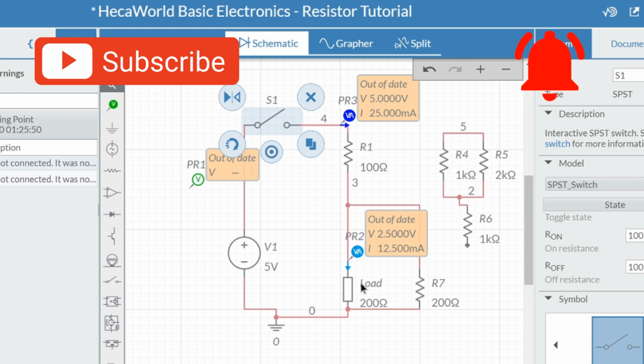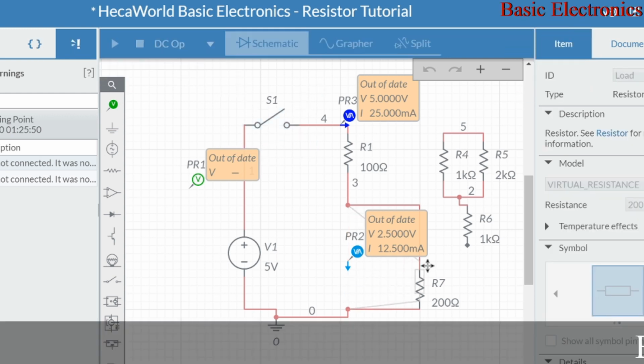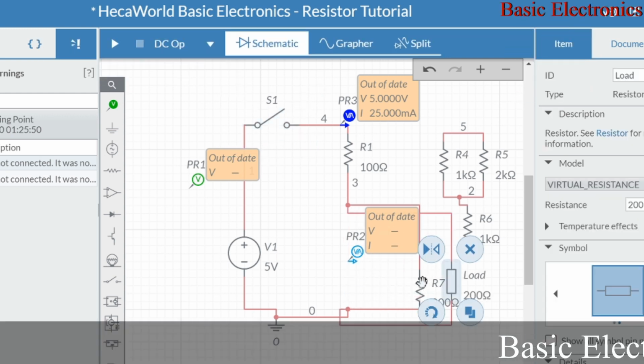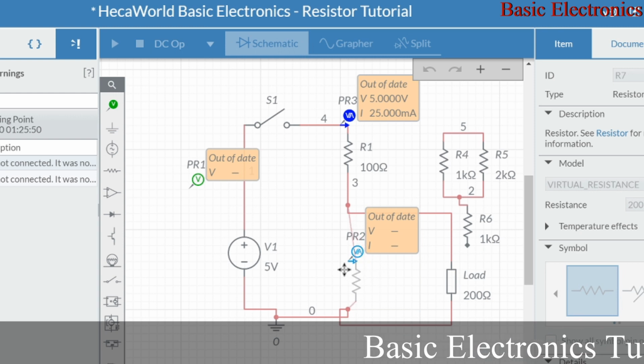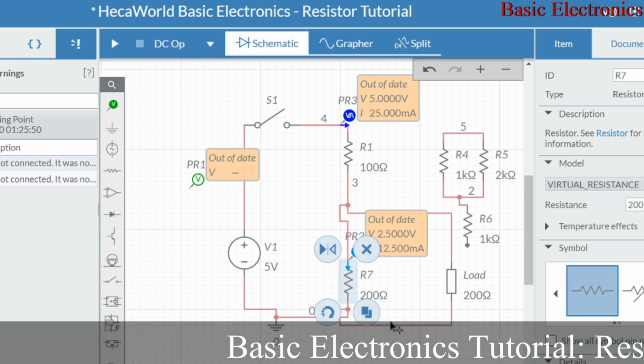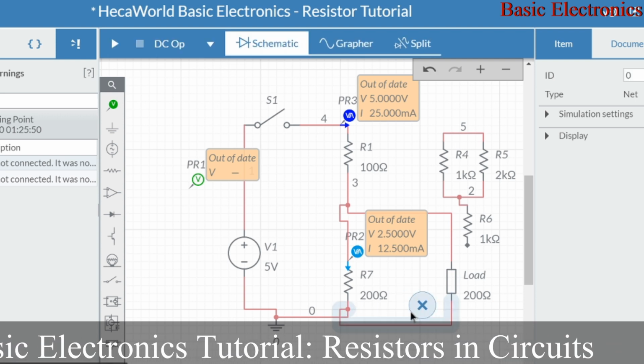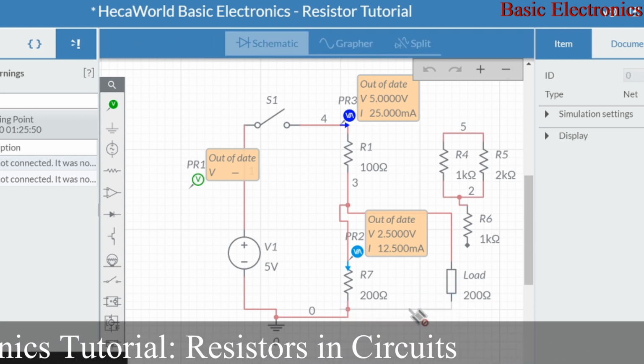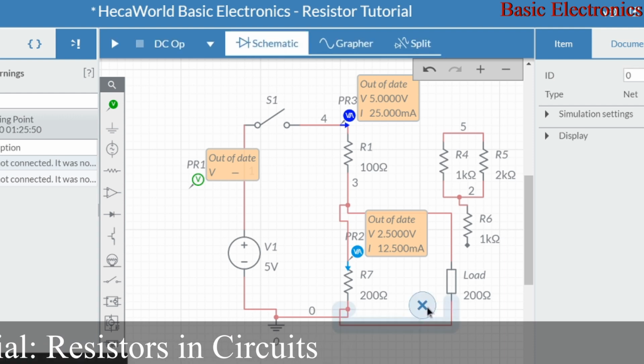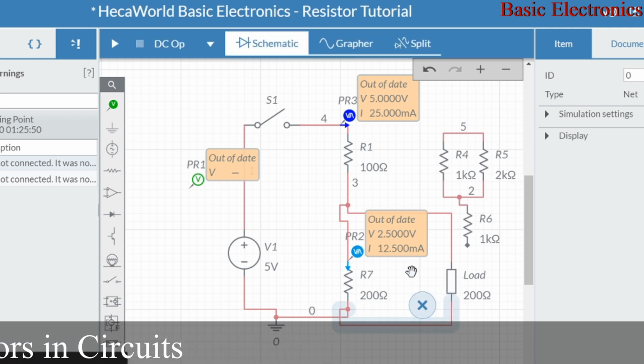So why don't we just switch the position of these two resistors? We have one that is called the load and we have R7. I think this makes it look better. So let's go ahead and analyze this circuit.